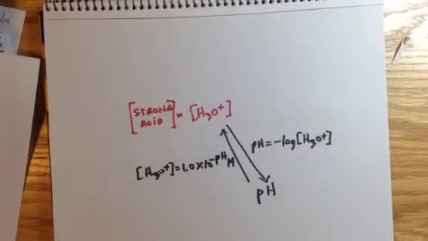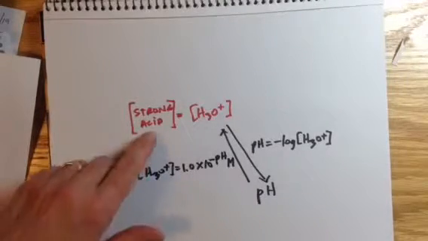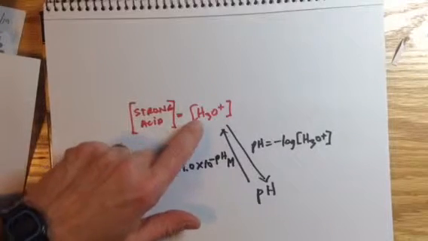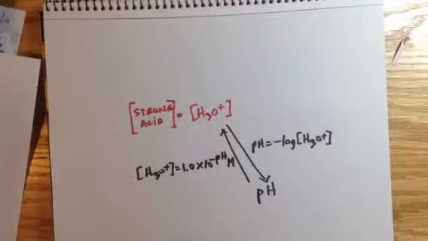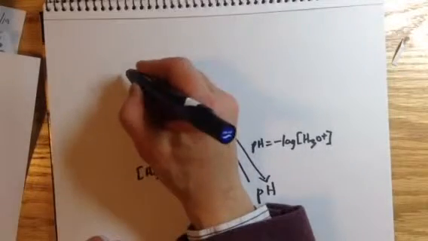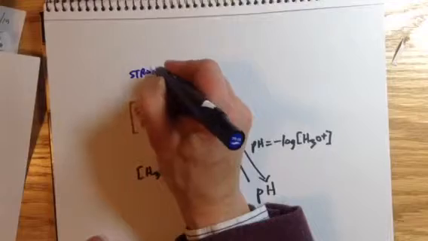So it's a pretty easy step. If you have a strong acid, you figure out the concentration. That will give you the resulting hydronium, and it's just an easy step to get the pH. But what if you don't have a strong acid? What if instead you have a strong base?